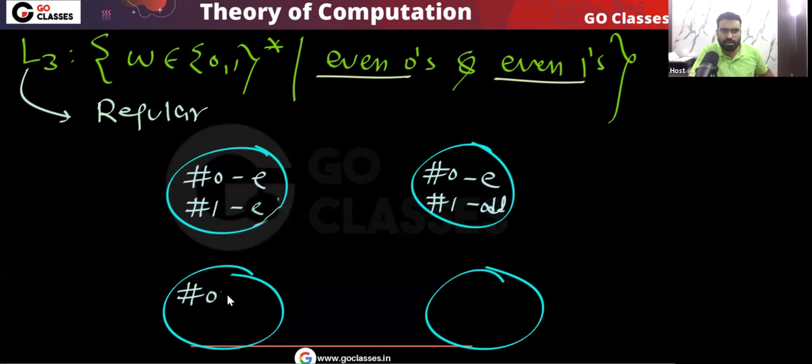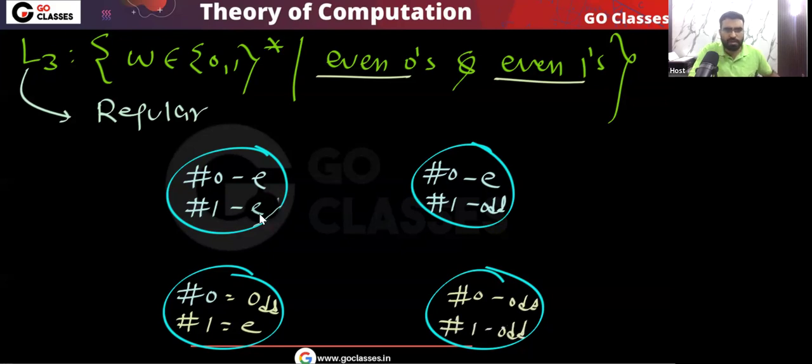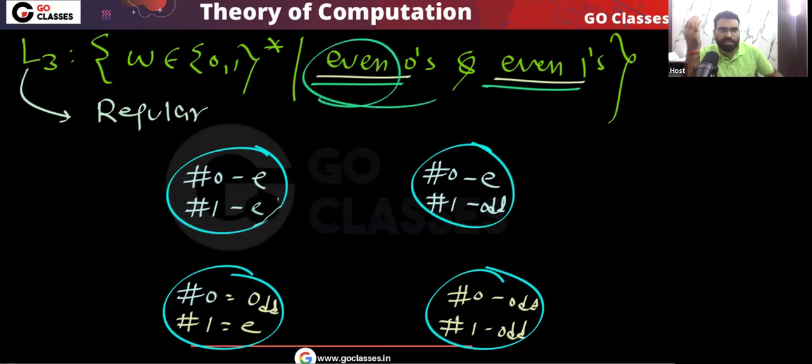Another is number of 0s odd and number of 1s even. And finally I can say number of 0s is odd and number of 1s is odd. Yes or no? Because remember, the question is saying we want an even number of 0s and an even number of 1s. So we are only interested in the parity, meaning how many zeros we have, even or odd, and how many ones we have, even or odd. So these are the four possibilities. The number of 0s, 1s can be even, even, or even, odd, or odd, even, or odd, odd.